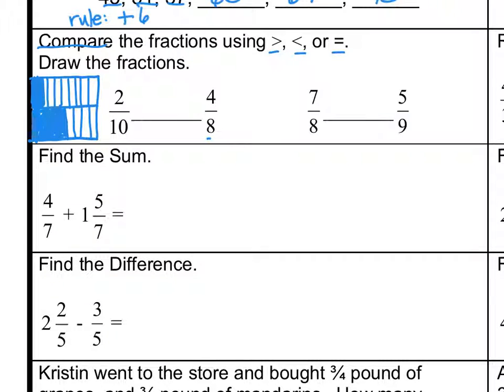But when we read this, we have to read it left to right. We have to say 2/10, the one on top, is less than 4/8. Okay, now let's try another one. Let's do 7/8 and the 5/9. Something tells me this one's going to be closer.